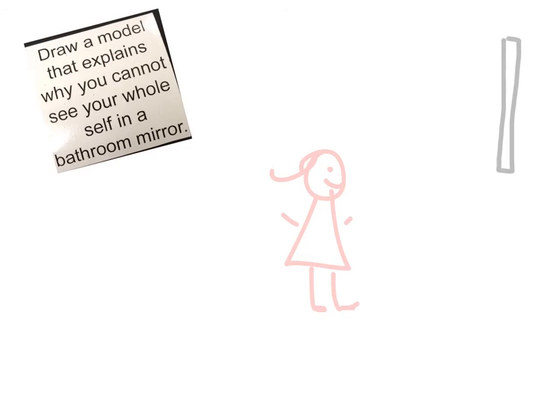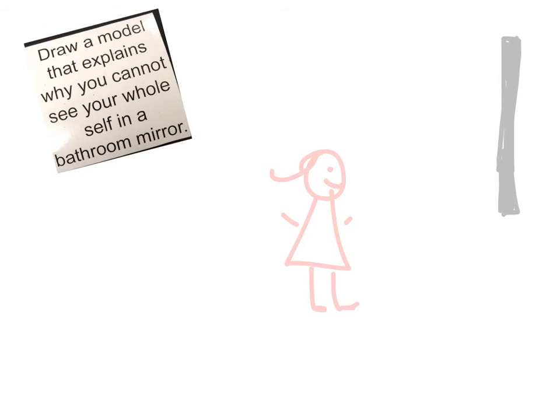All right, we're looking in a mirror. Here we are. There's our feet. Here's our mirror. I'm going to draw the mirror two-dimensionally. So there's our mirror surface. Let's give us a little more mirror. Okay, here's our mirror.